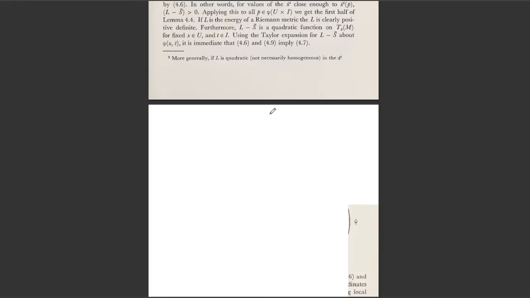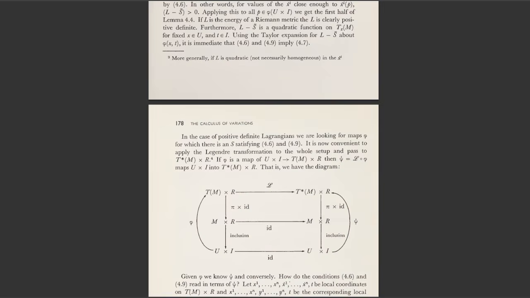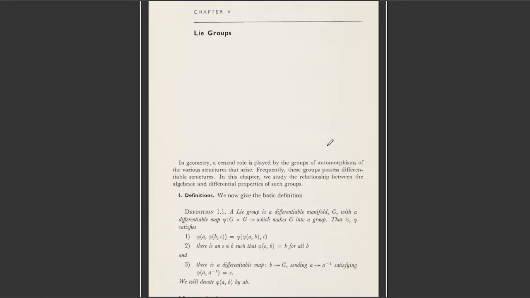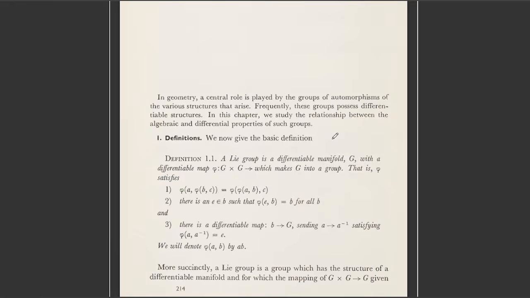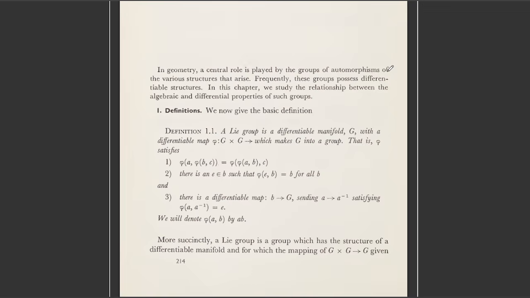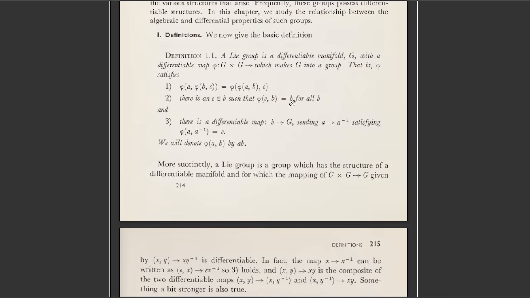Lie groups also play a very important role in defining the dynamics of spaces. Groups of automorphisms of various structures that arise. So basically, defining really what is a continuous symmetry that is manifest geometrically.